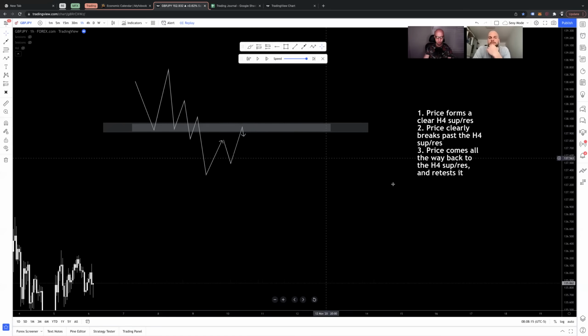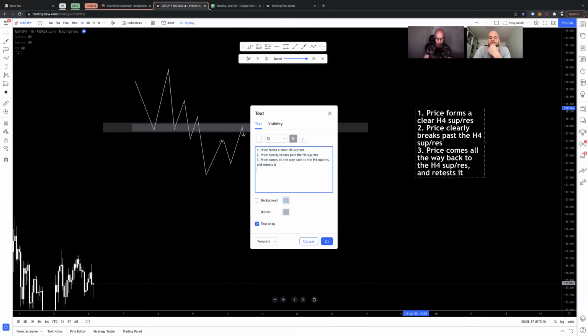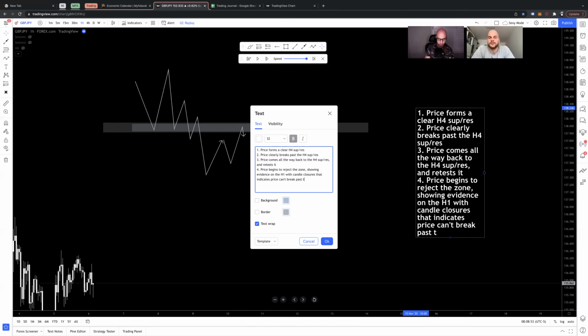All right. So now we're here. We can work our way to rule number 4. What would rule number 4 look like? Price needs to go back and come into the zone. Yeah, but then price begins to reject it, right? So how would we word this? Price begins to reject the zone, showing evidence on the 1 hour with candle closures that indicates price can't break past the zone.